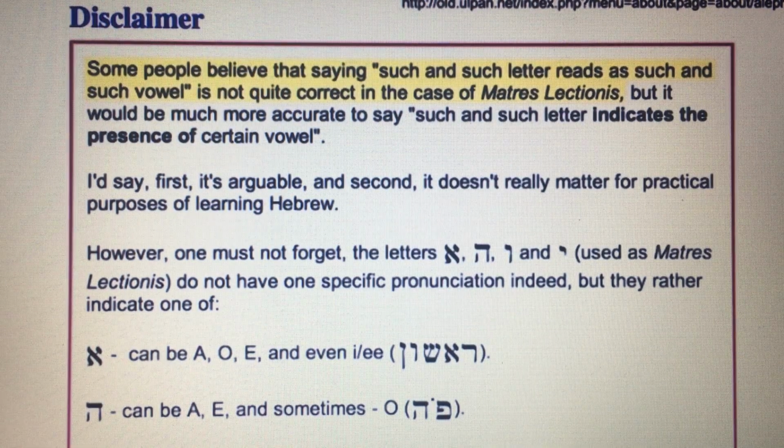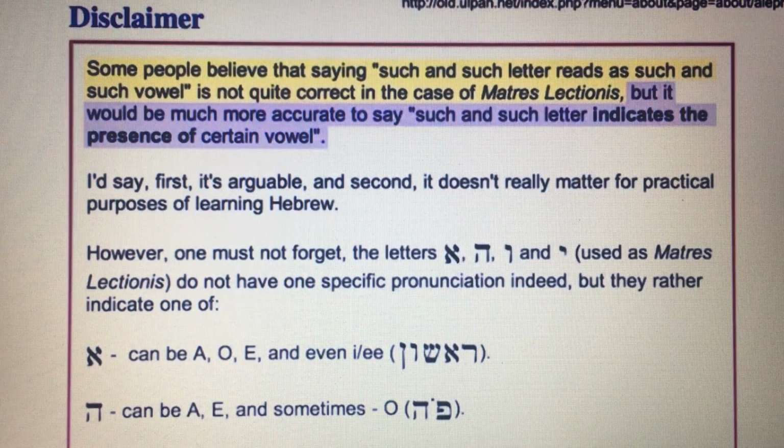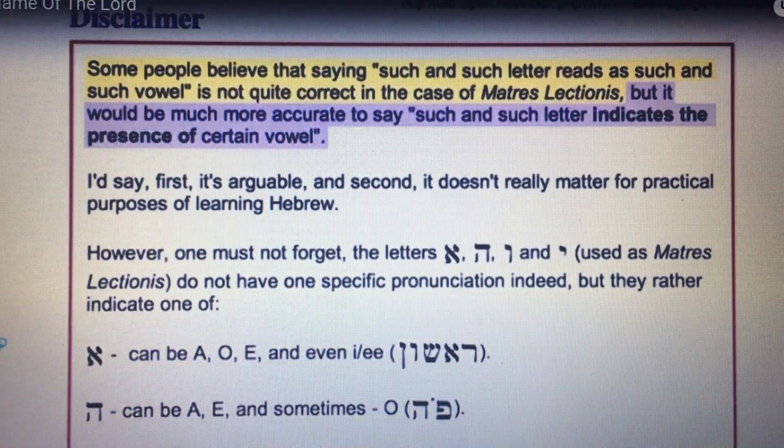In other words, people have found through research that it's not correct to attribute one single sound to each vowel letter. It says, but it would be much more accurate to say such and such letter indicates the presence of a certain vowel. In other words, they really don't know what sound these letters are supposed to indicate. And that's the truth. These scholars don't know, but you got these reprobates, these bugouts, these dudes that's struck with madness, using these resources as their proof.